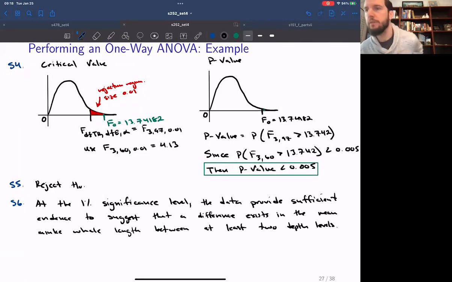So the ANOVA hypothesis is telling us that a difference exists across those depth levels. There's going to be at least 2 levels that are different, but we don't know how many are actually different. So this is all we can say for now. But we do have evidence that a difference exists somewhere.